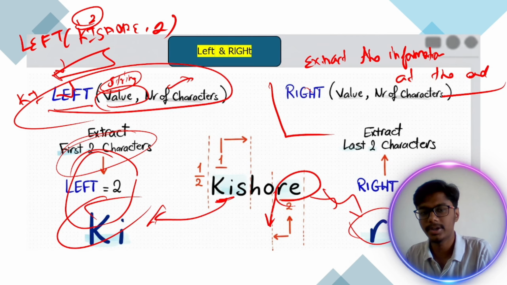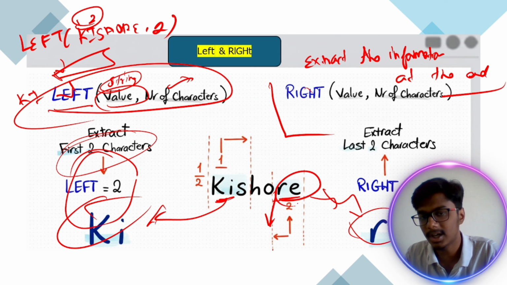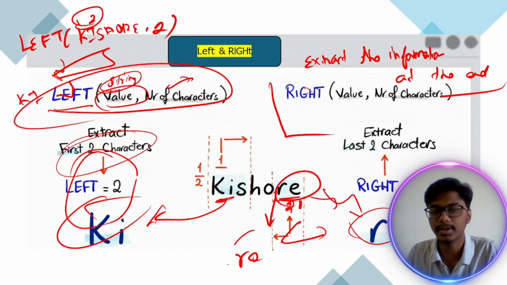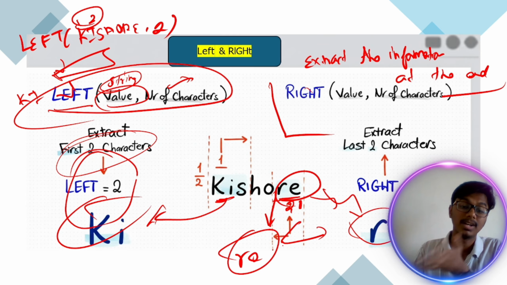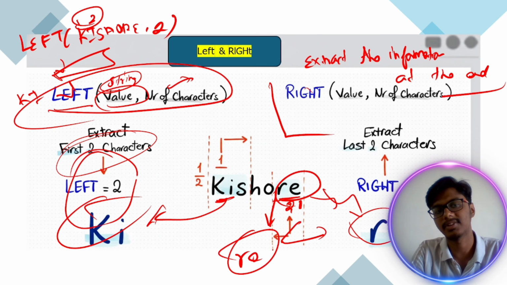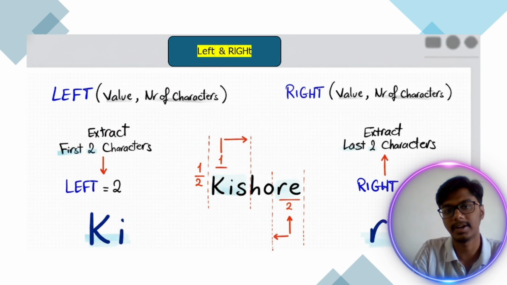We are going to extract with the right equal to 2, which means we are going to get the last 1 and 2. That's what's going to be the output. We are going to extract some information at the end. That's what the left and right functions do. Are you aware? I have successfully completed the left and right functions in a very clear way, right?